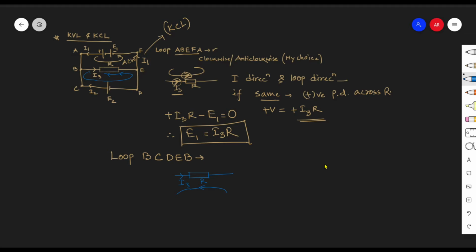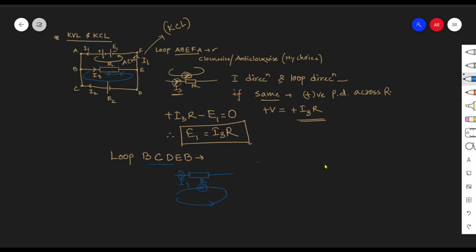So look at this loop, the lower loop, loop BCDEB. Here the current I3 is flowing through the resistor as shown in the diagram, but the loop I chose is in the opposite direction of this current I3. You see, the loop I chose started from B, went to C, D, E and got back to B. So the loop here is in the opposite direction of the current I3. So a negative PD is dropped across R.